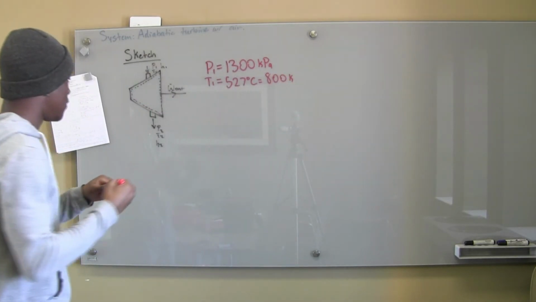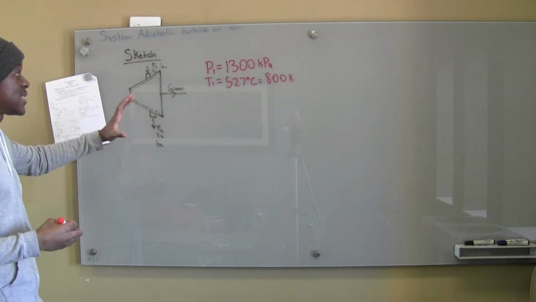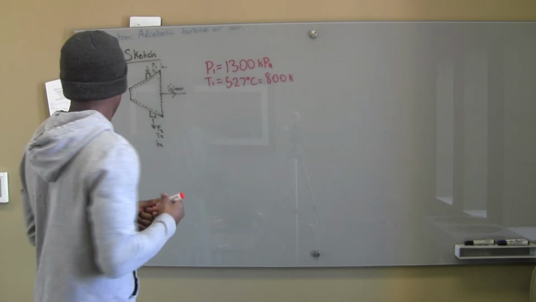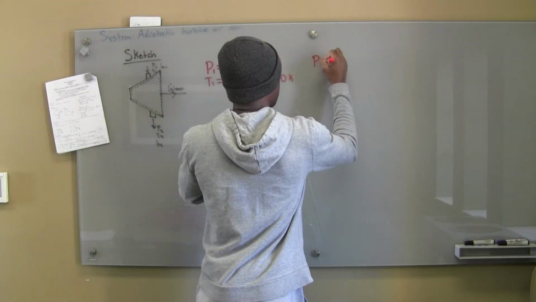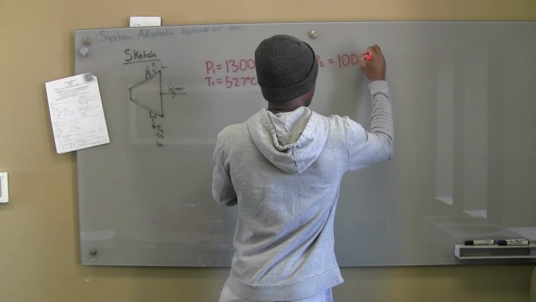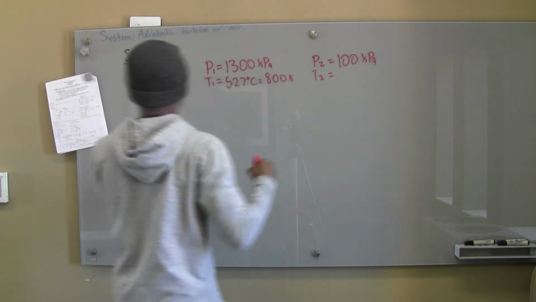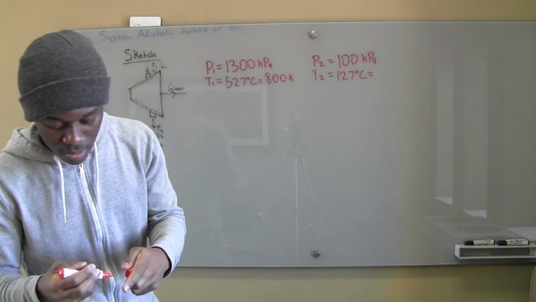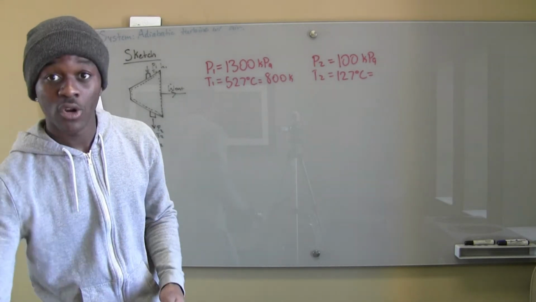You know what I'm going to go ahead and do? I'm going to erase this because I don't have too much space, so I can write this a little bit to this side. Let's see if we have space actually. Alright, and then we know also our P2 and T2, right? P2, it said, was 100 kilopascals, and T2 is 127 degrees Celsius, which should be 400 Kelvin.